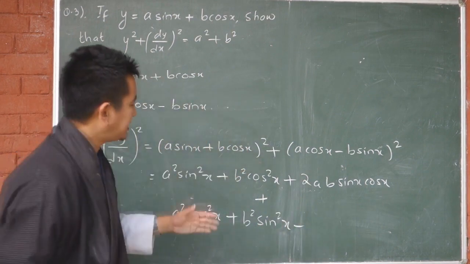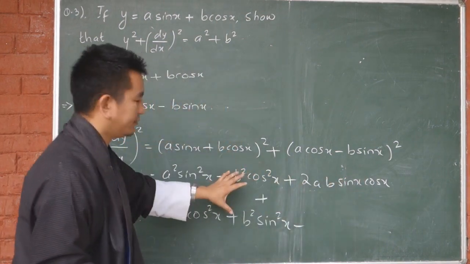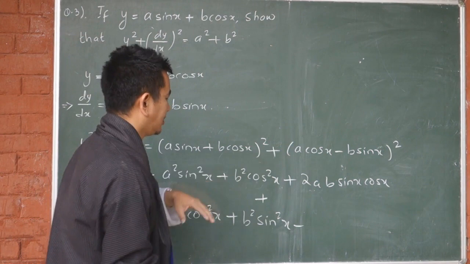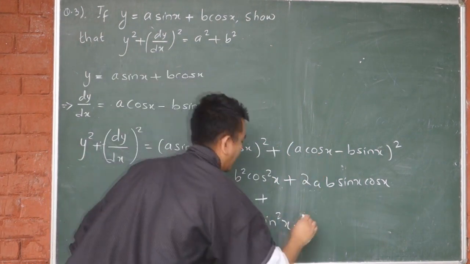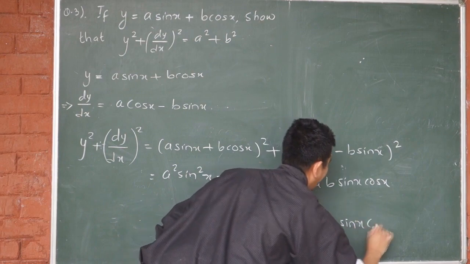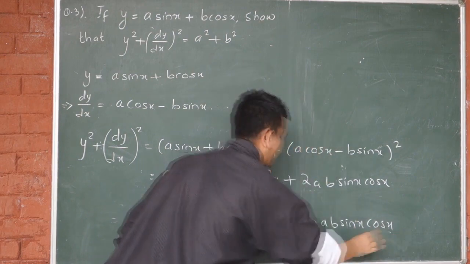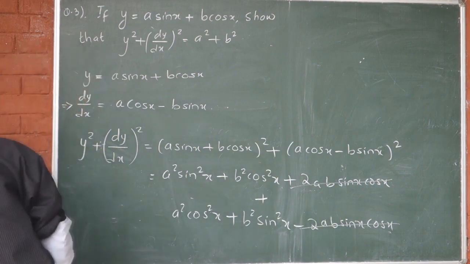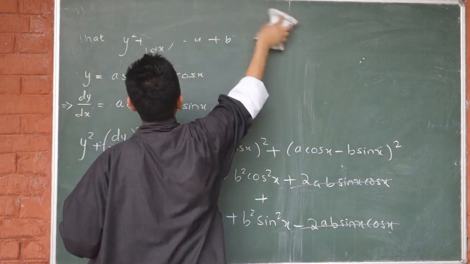Plus b square minus, in your case, please write it directly. Since I have written a big one, that's why it is not able to adjust here, okay? Then minus 2ab sin x cos x. So definitely these two will get cancelled. So now, next step we have here.